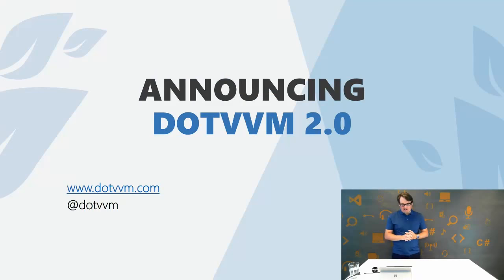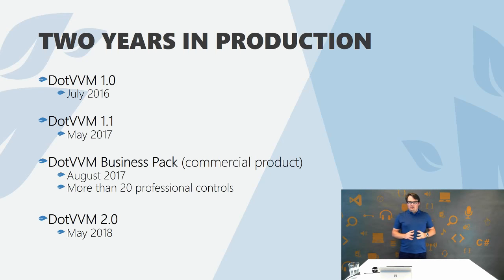Okay, so let's start. Let's go directly to the presentation. So the first version of DotVVM came out in July 2016, which is almost 2 years. And after a couple of months, and it's exactly 1 year ago, DotVVM 1.1 came. It was in May 2017, so exactly 1 year behind.